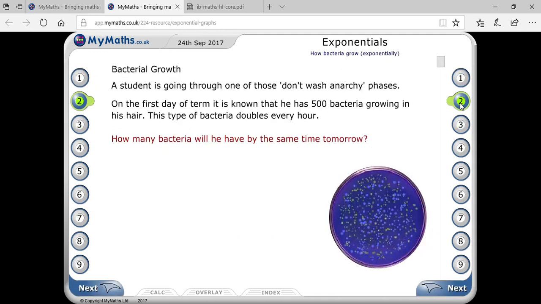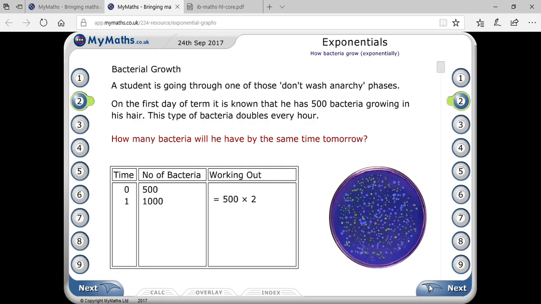Next is bacterial growth. A student is going through one of these don't-wash-hair phases. On the first day of the term, he has 500 bacteria growing in his hair. This type of bacteria doubles every hour. How many bacteria will he have by the same time tomorrow?